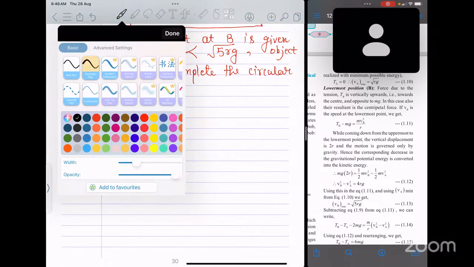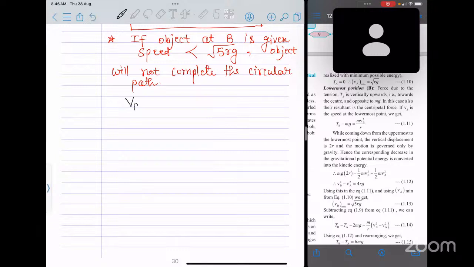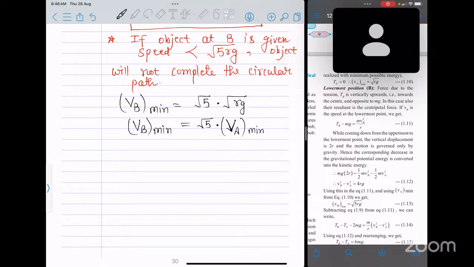If you look at the relation between VB and VA, VB minimum is equal to root 5 into root rg, and root rg is the minimum possible speed at point A. So this will become root 5 times VA minimum. It means lower most point पर जो speed होगा वो top most point से root 5 times ज्यादा होगा, and VB will always be greater than VA.